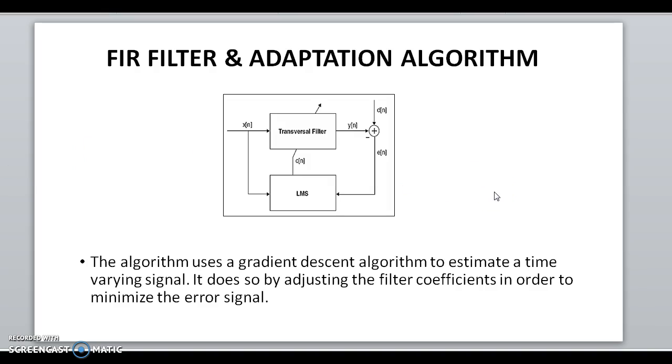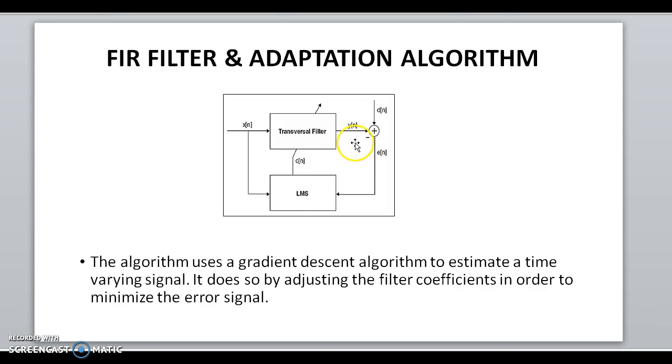This is a basic block diagram of a FIR filter with an adaptation algorithm. Here you can see there is a filter and there is this LMS block. X of n is the input. C of n is the coefficient which is given from the LMS to the filter. Every time the input is given to the LMS, it modifies the coefficient and gives it as input to the filter.